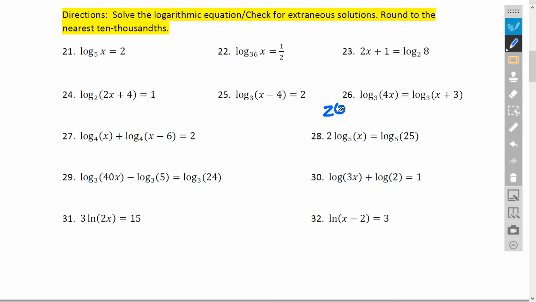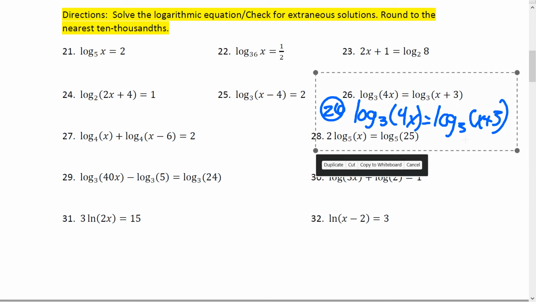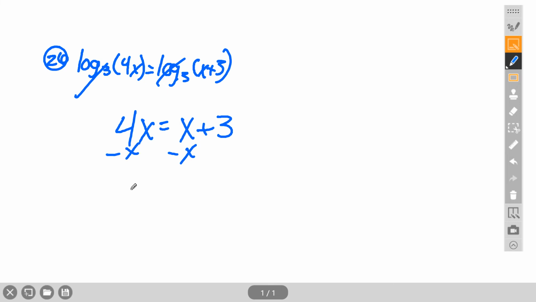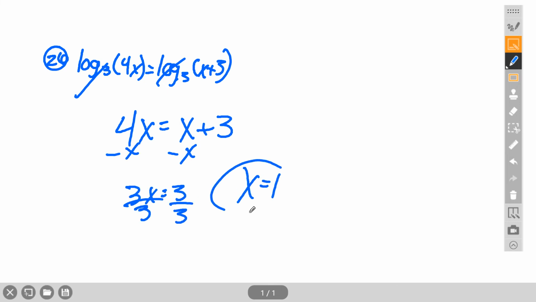Number 26, log base 3 of 4x equals log base 3 of x plus 3. Okay, so this is a log problem where we have logs on both sides. So this is the easy problems. We can essentially ignore the logs. 4x is equal to x plus 3. Because in order for these to be equivalent, the logs are already equivalent. The insides of the logs need to be equivalent. So we can just solve this equation. Subtract x, 3x equals 3. Divide by 3, x equals 1.